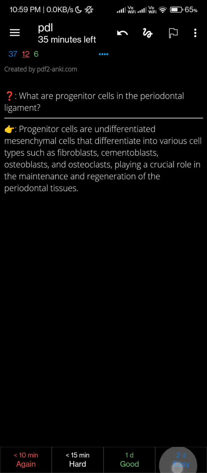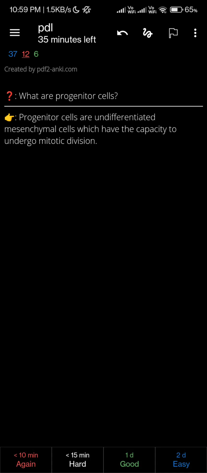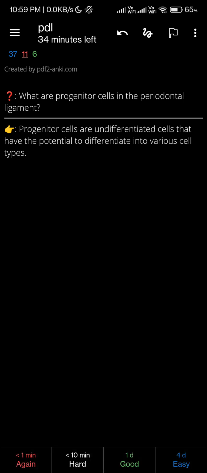So, what about progenitor cells? Undifferentiated ectomesenchymal cells that have the ability to differentiate. What else? They have the capacity to undergo mitotic division. What are progenitor cells in the periodontal ligament? Undifferentiated mesenchymal cells that have the ability to differentiate into cells.